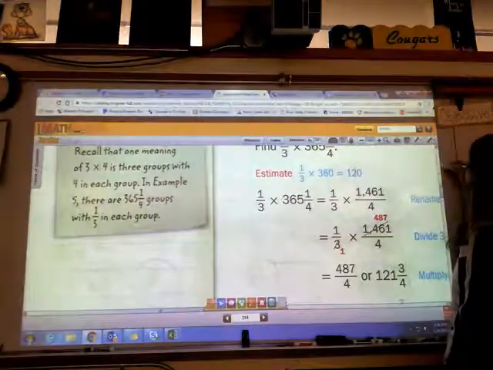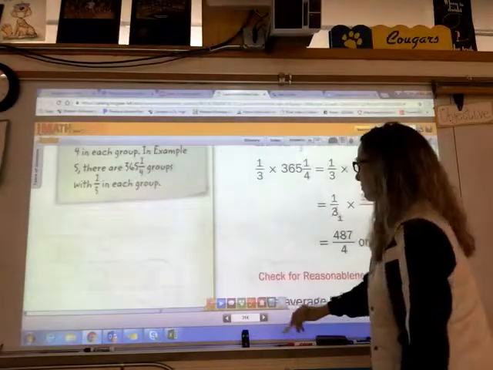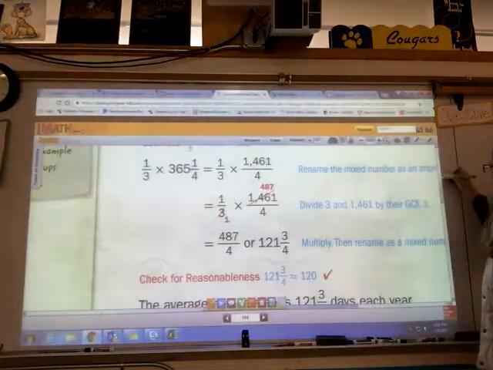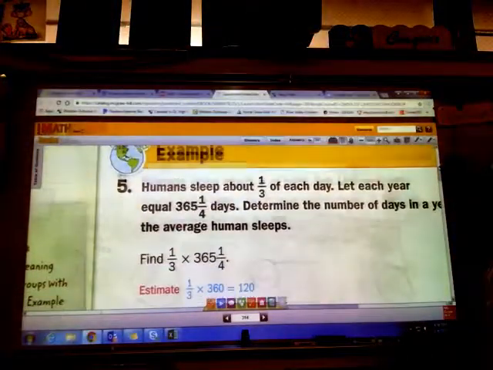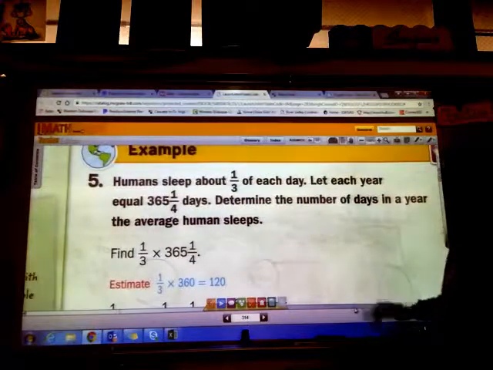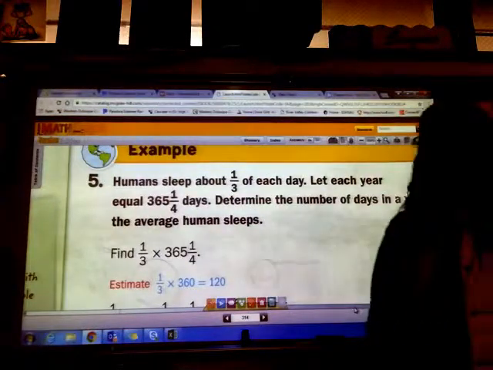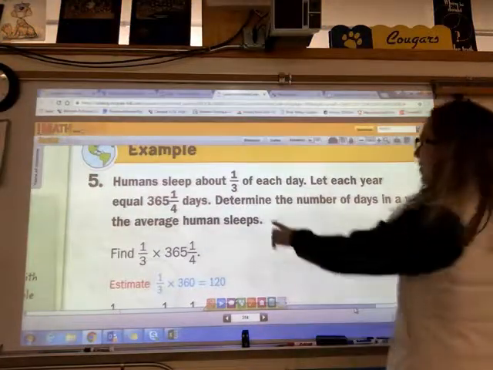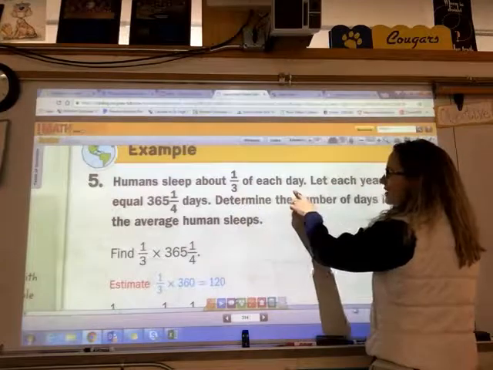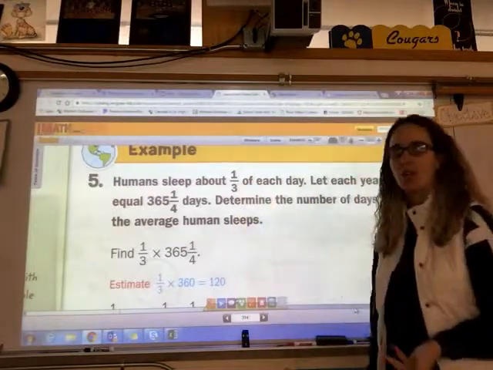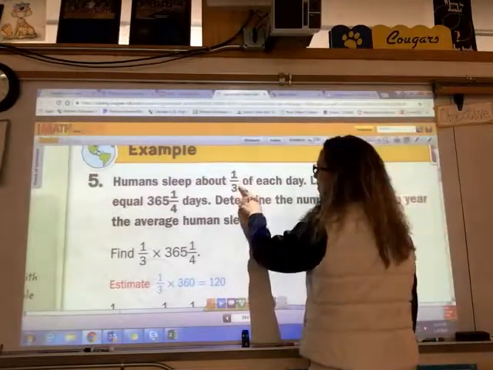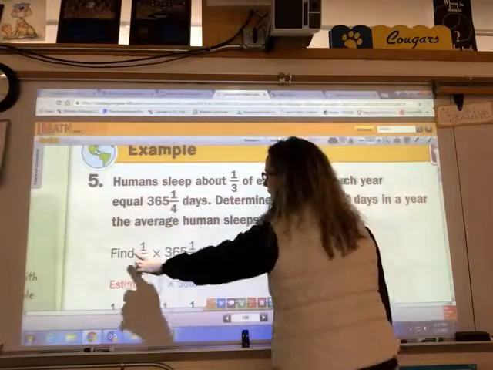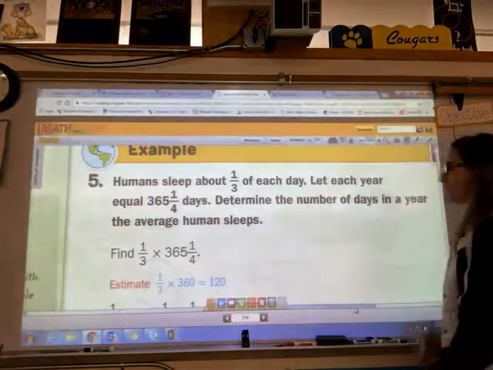One other problem to take note of is going to be the top of 314. Okay, they have a real world example for you at the top of 314, so we're going to go ahead and take a look at that. It says humans sleep about 1/3 of each day. Let each year equal 365 and 1/4 days. Determine the number of days in a year the average human sleeps. Okay, so we know we have 1/3 of each day. When we see that "of" in math, we know that that's going to mean multiplication. So I should be thinking 1/3 times my days, 365 and 1/4. So we're thinking 1/3 times 365 and 1/4.